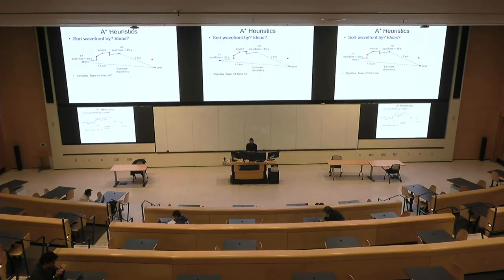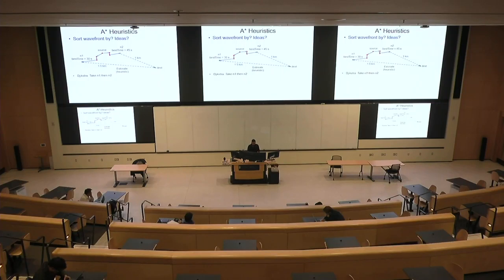Okay, so yeah, as we said, the key to A-star is to sort the wavefront differently. We call these approaches heuristics. We want to guide the algorithm based on our knowledge of the graph so it can prioritize the nodes that are closer to destination.